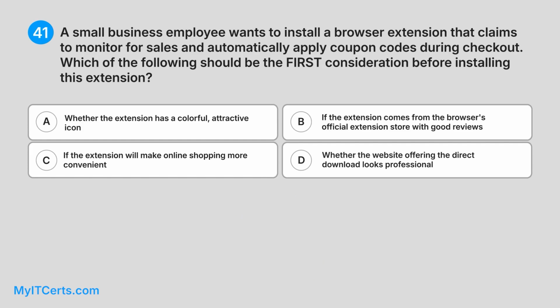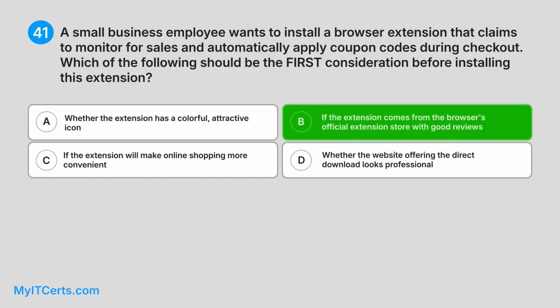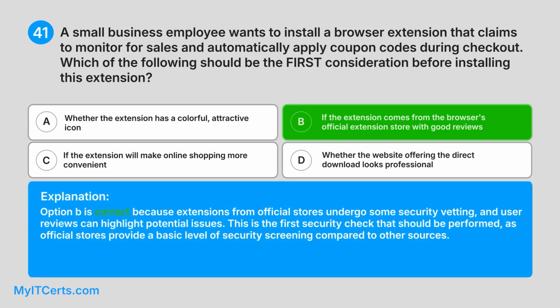Correct answer. B. If the extension comes from the browser's official extension store with good reviews. Explanation. Option B is correct because extensions from official stores undergo some security vetting, and user reviews can highlight potential issues. This is the first security check that should be performed, as official stores provide a basic level of security screening compared to other sources.